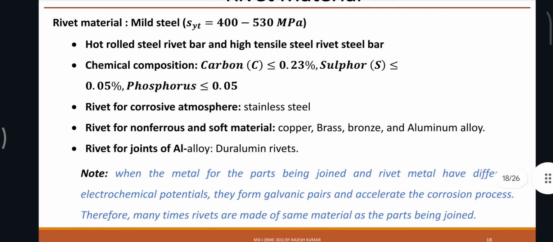Notes: when the metal of the part being joined and rivet material have different electrochemical potential, they form a galvanic pair and accelerate the corrosion process. Therefore, many times rivets are made of the same material as the part being joined.